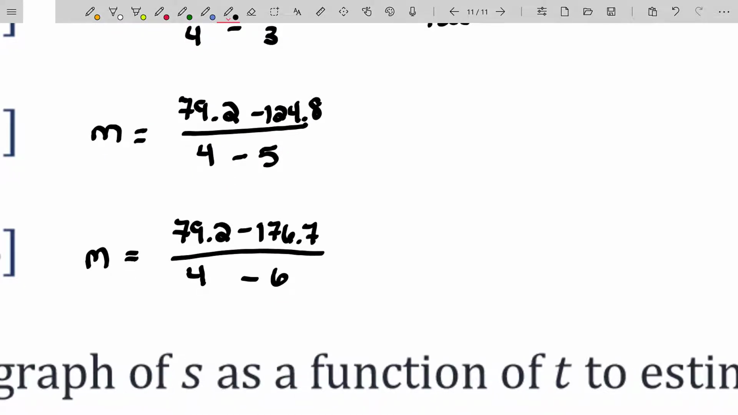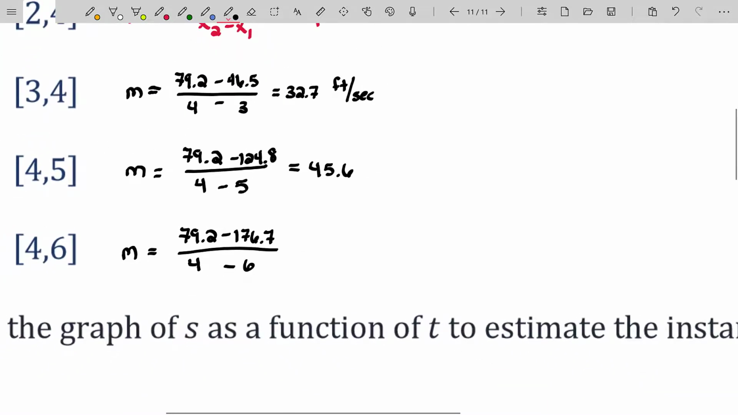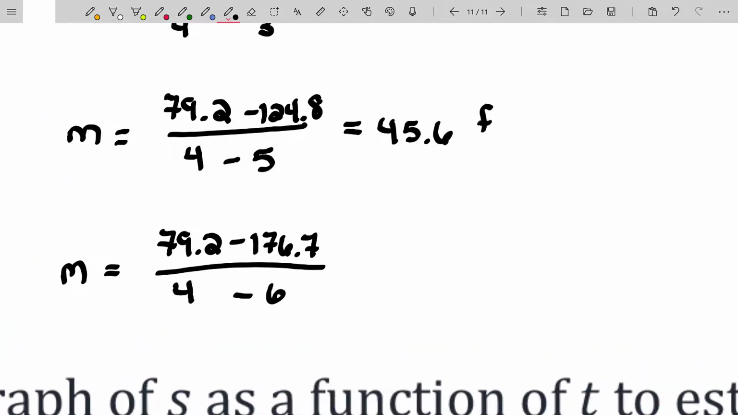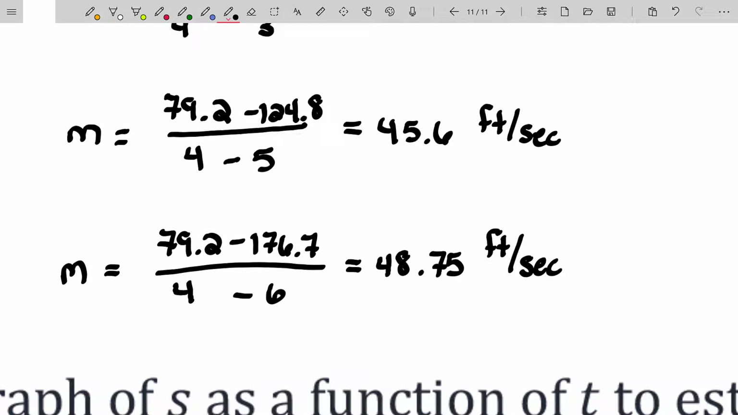Again, I recommend in these cases you can just quickly grab a calculator. It's not that big of a deal to have a calculator on hand every once in a while. And doing this one, we see that we're actually speeding up, 45.6 feet per second. Finally, the last one gives us 48.75 feet per second.